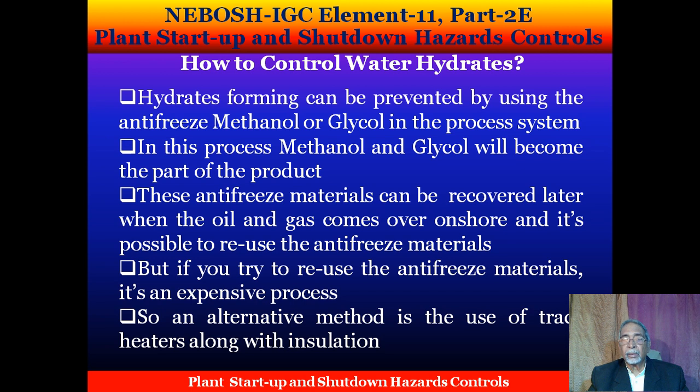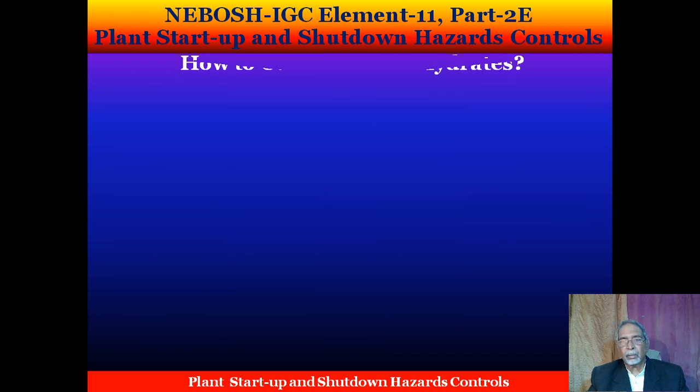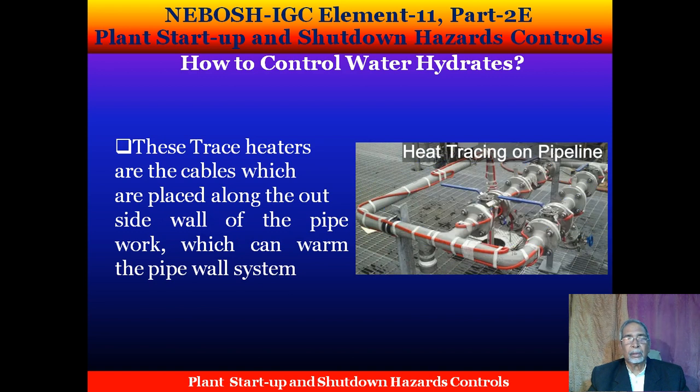So an alternative method is the use of trace heaters along with insulation. Here you can see the trace heaters on the pipelines. These trace heaters are cables which are placed along the outside wall of the pipework, which can warm the pipe wall system.